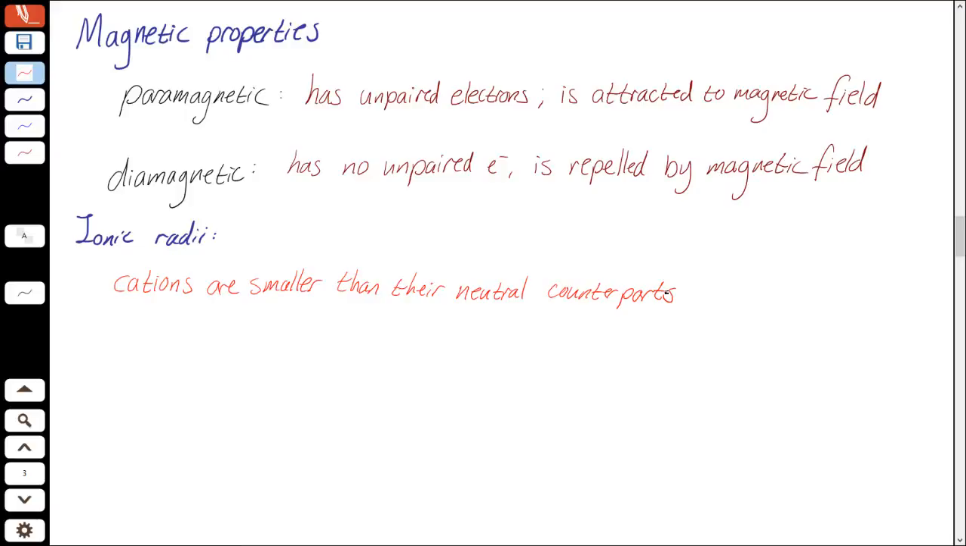So for instance, just for some examples, like we said, a calcium ion. A neutral calcium atom is 197 picometers in diameter, and a calcium 2+ ion is 99, so it's about half the size. Another thing that you'll see is in comparable size elements, what do you think is smaller? A +1 or a +2 or a +3 ion?